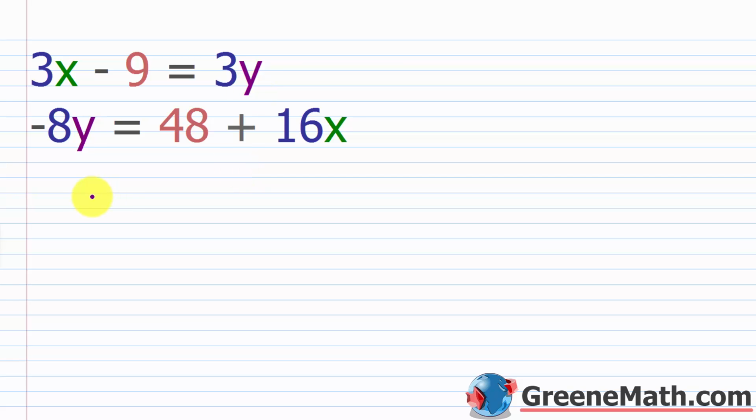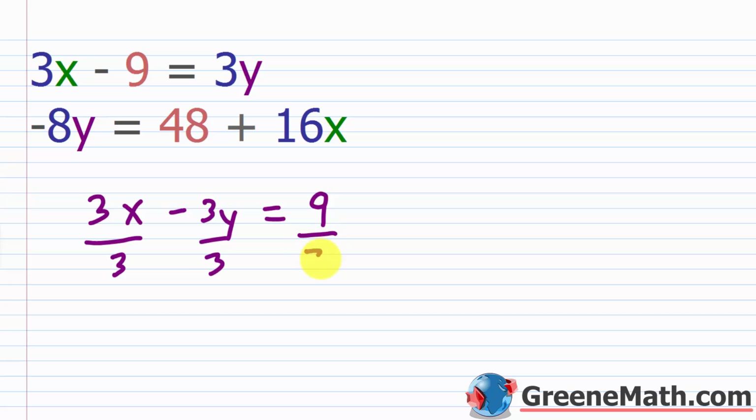For the first equation, I'm going to subtract 3y away from each side, and I'm going to add 9 to both sides. And then I'm going to divide everything by 3. So this is going to give me x minus y equals 3.